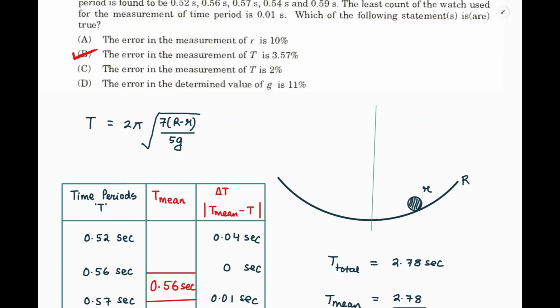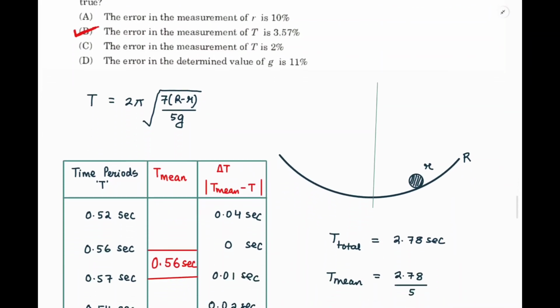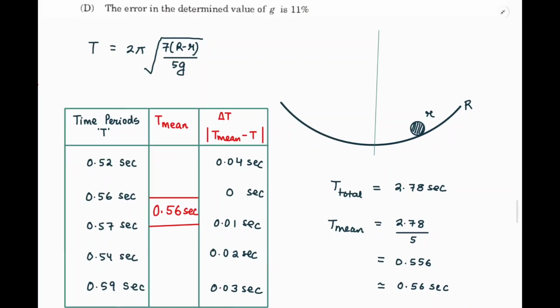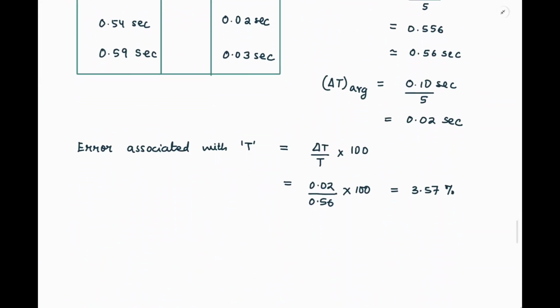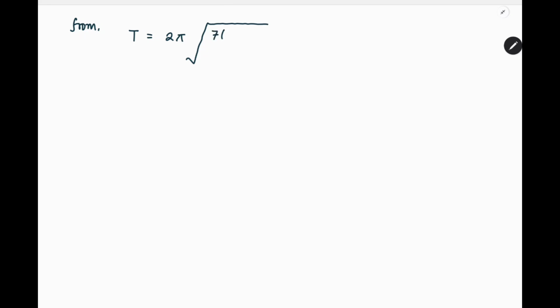So in the next aspect, we are also given the values of capital R and small r, but before that let us work on this aspect, that capital T is given to us, so we are interested in calculation of small g. So we can say that from the formulation which we have, that capital T is equal to 2 pi root under 7 times of R minus r by 5g.